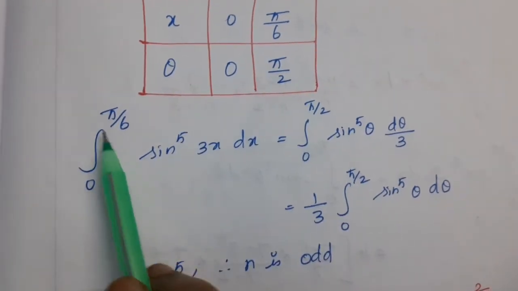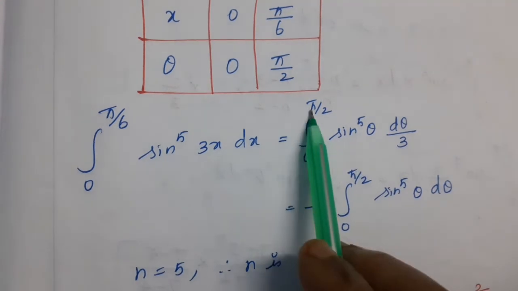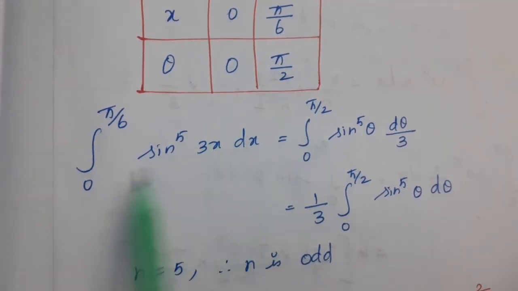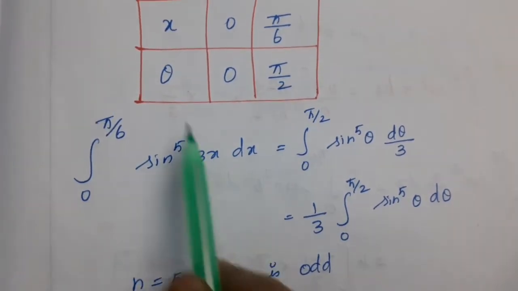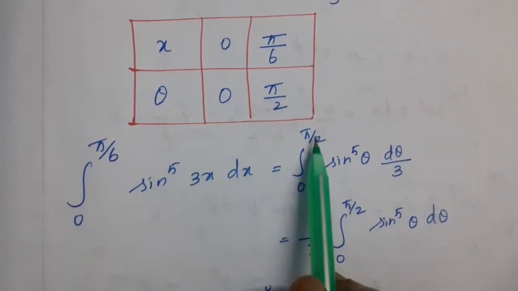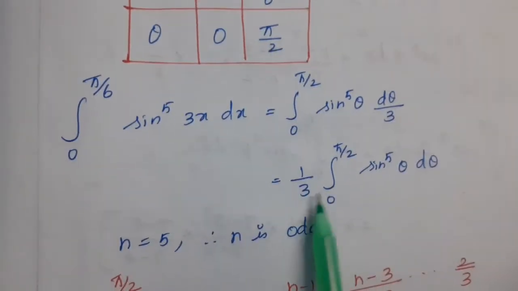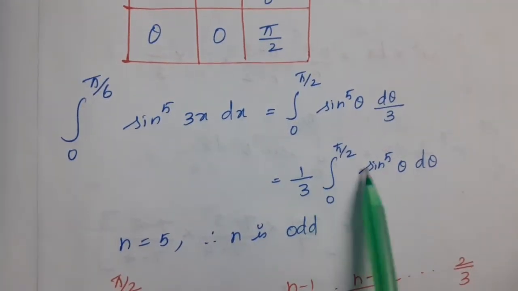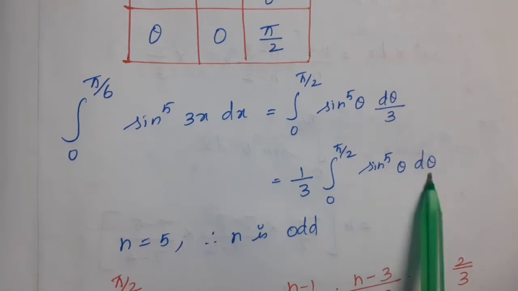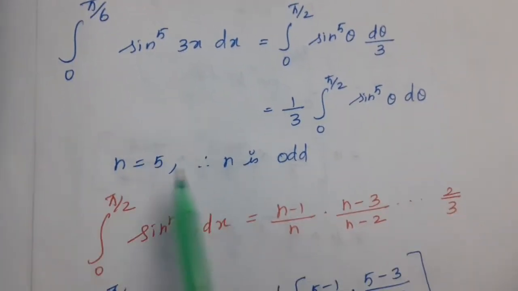Now the integral 0 to pi by 6 of sin power 5 of 3x dx is equal to the integral 0 to pi by 2, because in terms of x the limit is 0 to pi by 6, and when we convert in terms of theta the limit becomes 0 to pi by 2 of sin power 5 theta d theta by 3. Taking 1 by 3 outside, the integral 0 to pi by 2 of sin power 5 theta d theta. Here n equal to 5, that is n is odd.